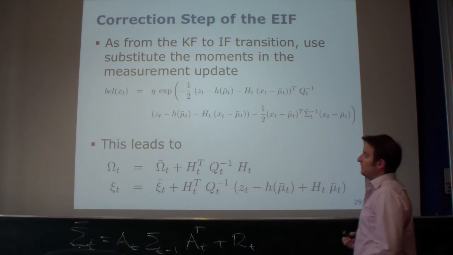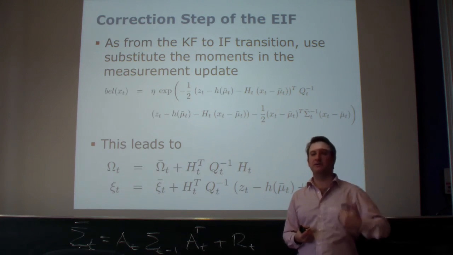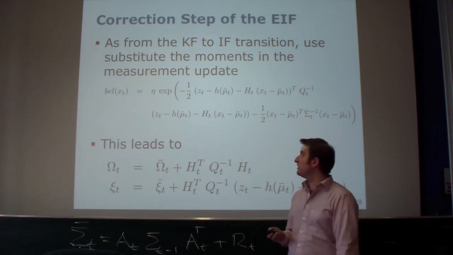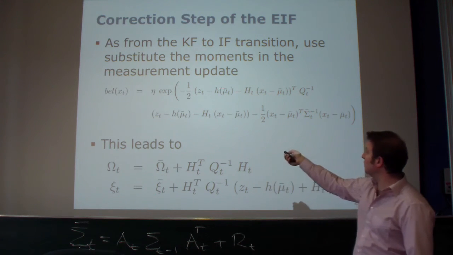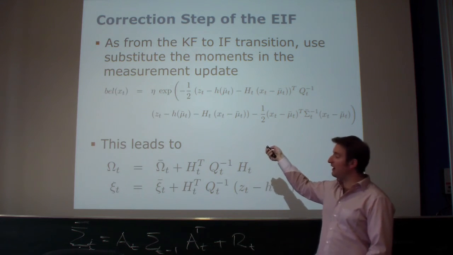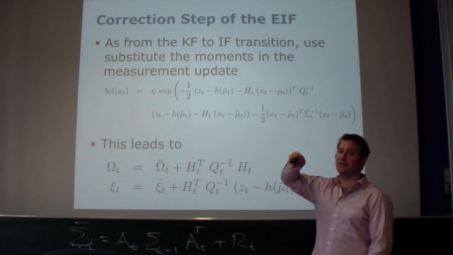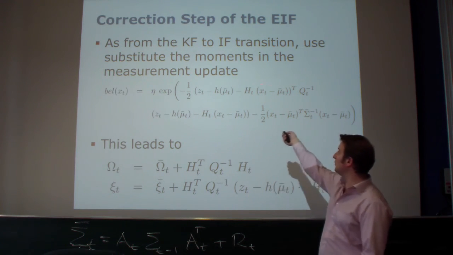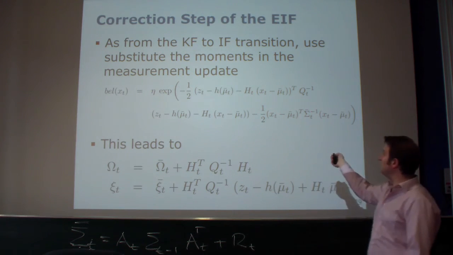The correction step can be done in exactly the same way as we did before, going from the Kalman filter to the information filter. We can now go from the extended Kalman filter to the extended information filter. So our belief looks like this function over here. We don't have z_t minus capital C x, which was the linear function we had in the Kalman filter. We now have the linearized nonlinear function in here, same in here, and the previous belief.